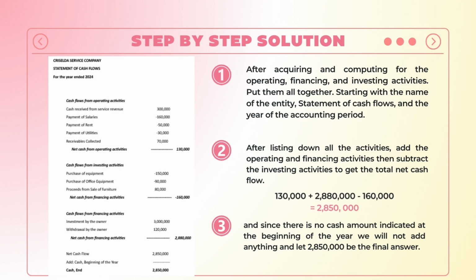Second step would be, after listing down all the activities, add the operating and financing activities, then subtract the investing activities to get the total net cash flow. So the operating activities are 130,000 plus the total amount of financing activities, which is 2,880,000, subtracted by the amount of investing activities, which is amounting to 160,000, with a total of 2,850,000 pesos. And since there is no cash amount indicated at the beginning of the year, we will not add anything and let 2,850,000 be our final answer.